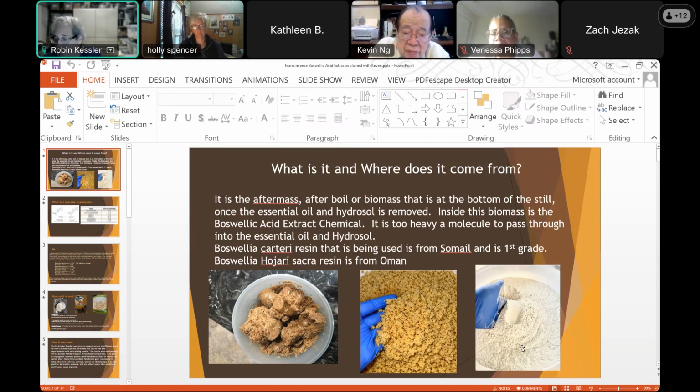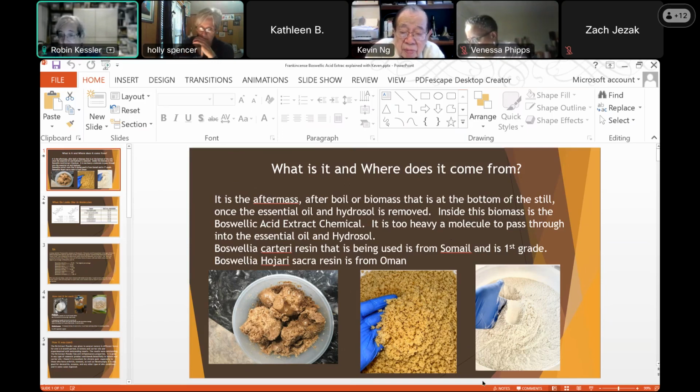As you saw with the raw, it's just a little darker than the 70%. What you're seeing in that picture is actually the 70%. As Kevin told you, it's too heavy a molecule. It does not pass through in the essential oil or the hydrosol. So if somebody says, I have BA in my essential oil, it doesn't pass through the CO2 either. It stays behind.